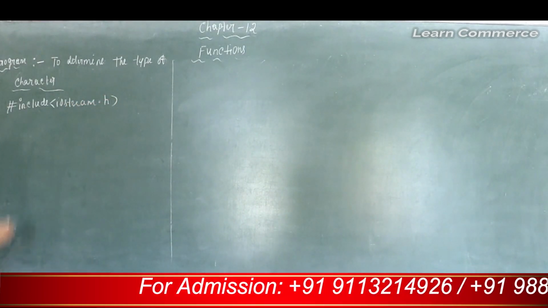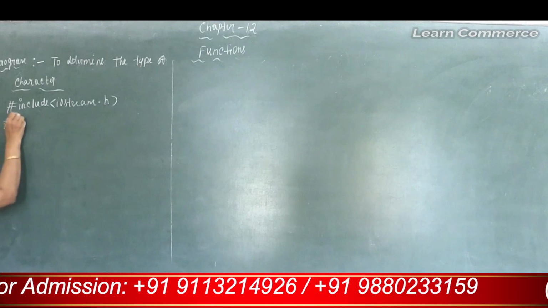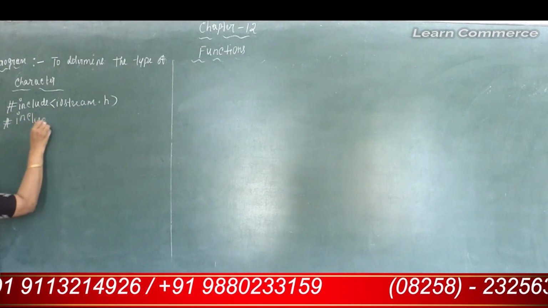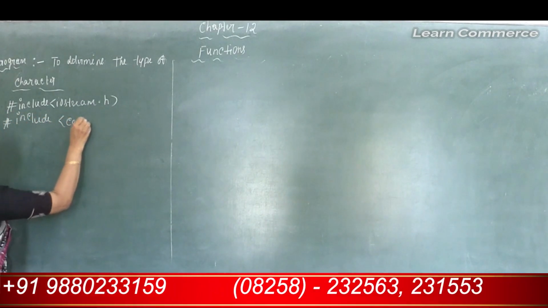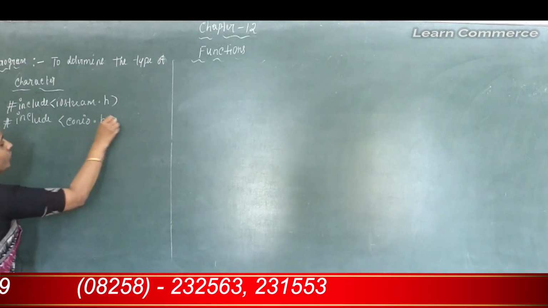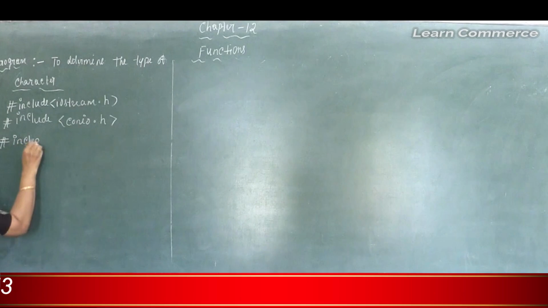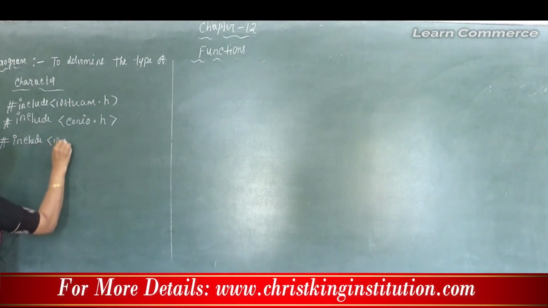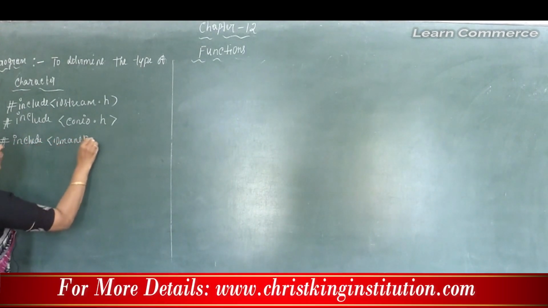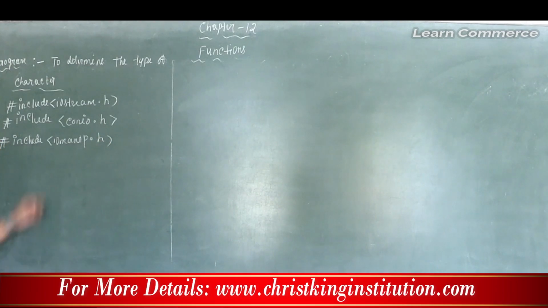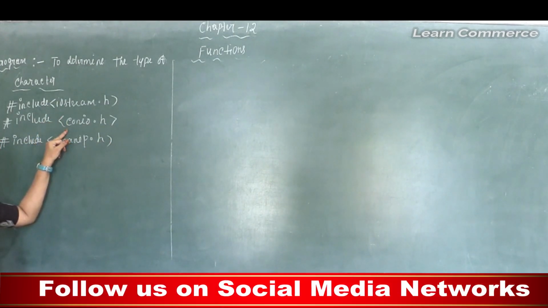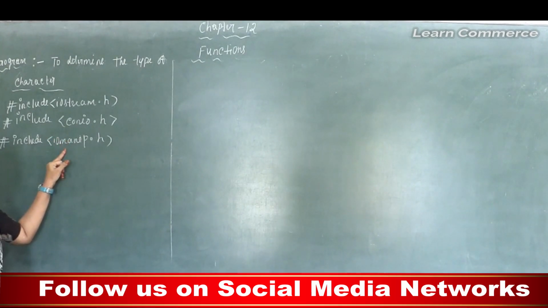#include <iostream.h>. The second one is #include <conio.h>. #include <iomanip.h>. I think there is no need to tell about all the header files. We already know the input and output operations, conio has clrscr and getch, and iomanip maybe endl and setw, which we are mostly going to use in our program.